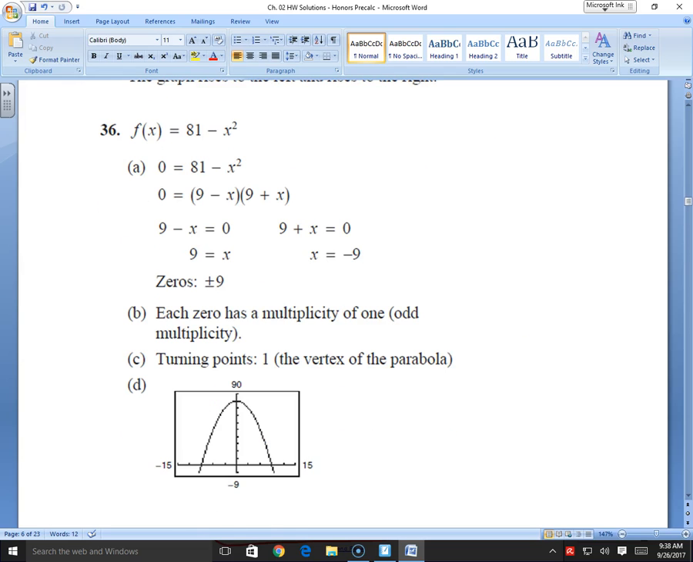You can factor difference of squares. You have these zeros to be plus or minus 9. Each one has a multiplicity of 1. I know it's awkward, but it does. It has a multiplicity of 1 to the 1st degree. So it needs to cross through at 9 and negative 9. And then how could you have found your vertex?